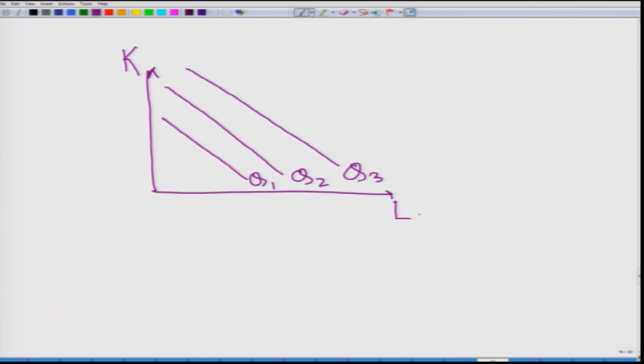With the convex isoquants, we are talking about the diminishing marginal rate of technical substitution, or diminishing marginal return. When we are increasing 1 unit of capital or labor, we are sacrificing less and less of the other unit, isn't it? So that is the diminishing marginal rate of technical substitution.